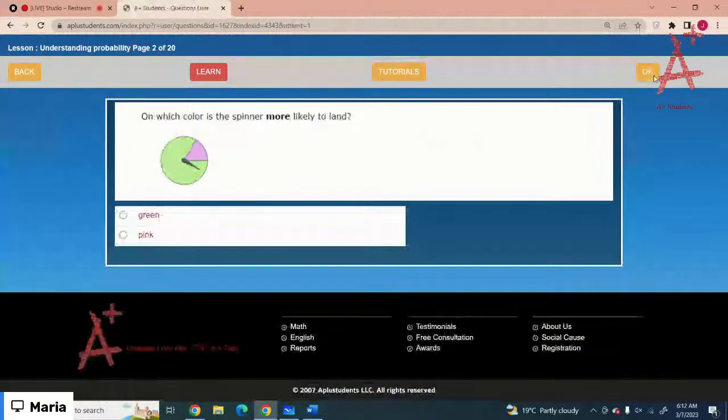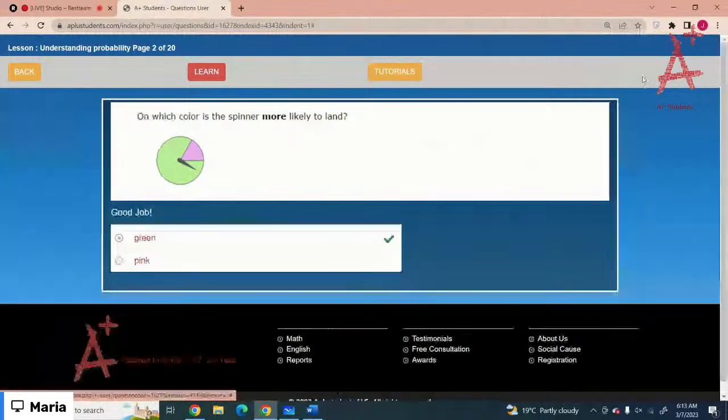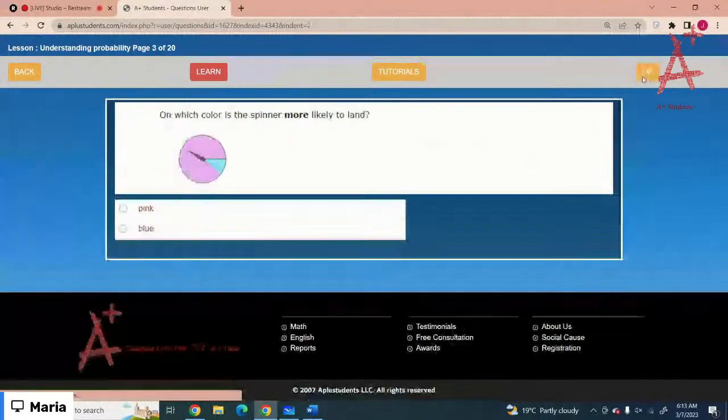On which color is the spinner more likely to land, green or pink? The spinner is more likely to land on green. Got it? Because the green color is more than the pink color, so the correct option is green. Got it? On which color is the spinner more likely to land? Pink. Got it? So the correct option is pink.